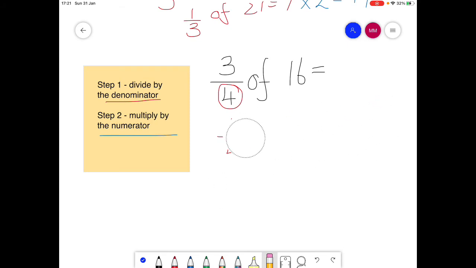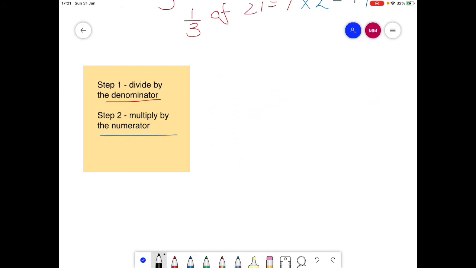And last example, boys and girls. Still using the exact same strategy. Say you were asked to find 3/10 of the number 40 this time.